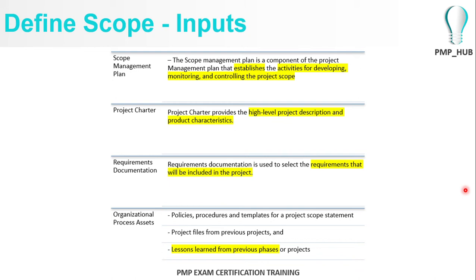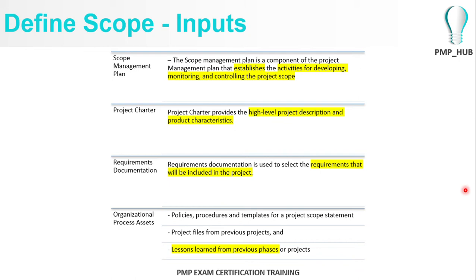In the collect requirements, last time we discussed documentation of the requirements together with the requirement traceability matrix: who said what and who required that, the features, and what's the business case for that feature. So the requirement documentation will again be the key input for defining the proper scope of the project.